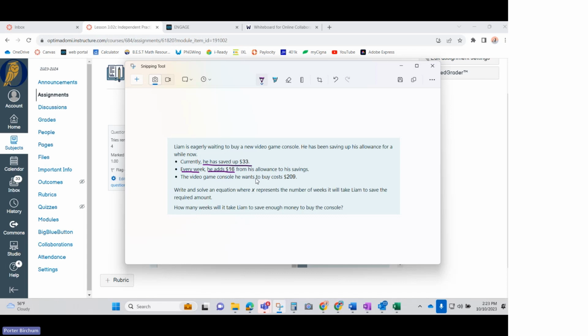The video game console he wants to buy costs, so at the end, he needs that much money at the end of the story. So I know my equation that I build is going to end with 209. That's the end of my story. Write an equation where X represents number of weeks. How many weeks will it take for him? So I want X is weeks. X equals weeks. How many weeks?